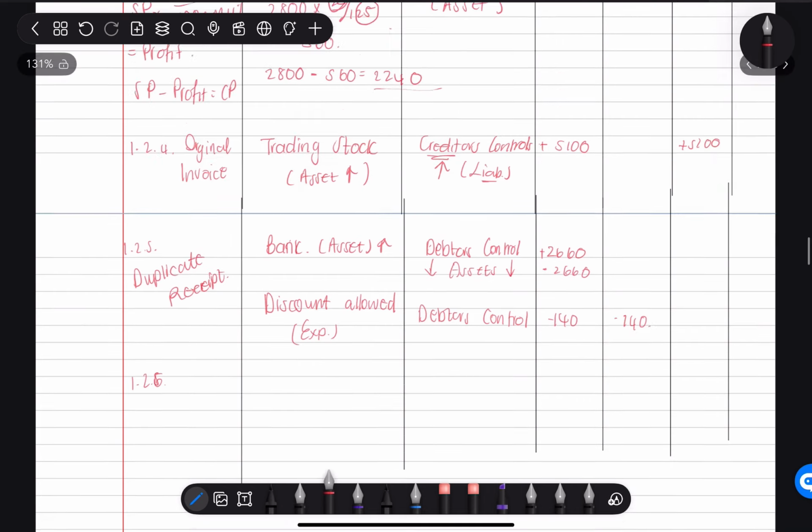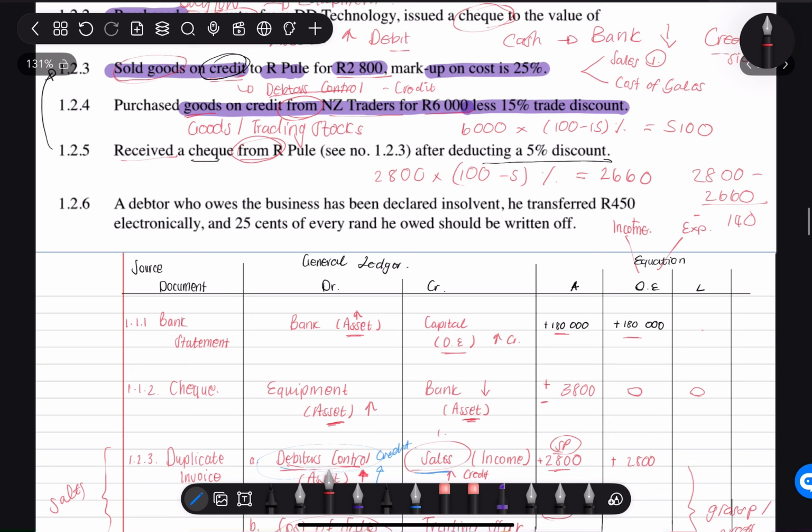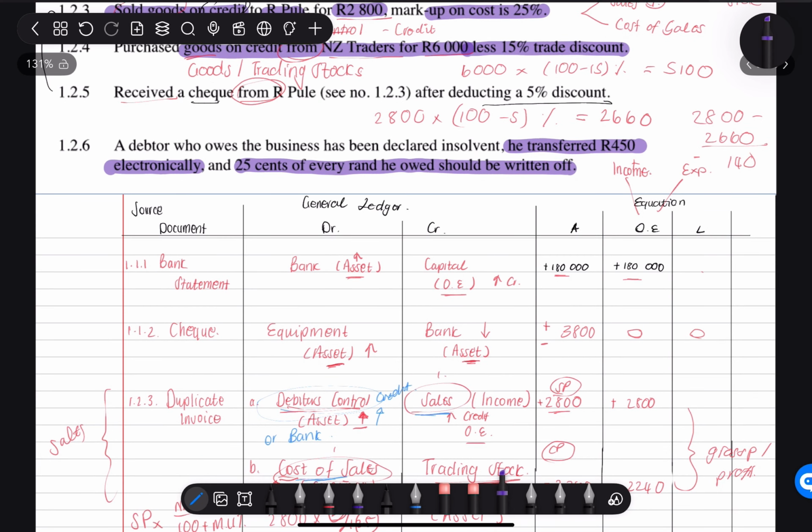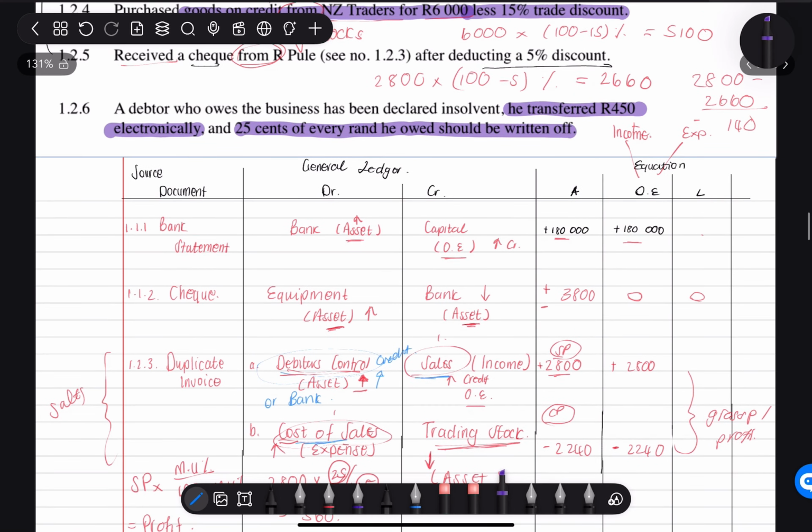1.2.5.6, sorry. A debtor who owes the business has been declared insolvent, meaning they cannot pay us our money. But he did have some money left to transfer. So he transferred 450 electronically, so our bank statement. And 25 cents of every rand he owed should be written off. So they like things like this because it's a little tricky, but it's fun. Okay, so he owes the business money and has been declared insolvent. But he did give us some.